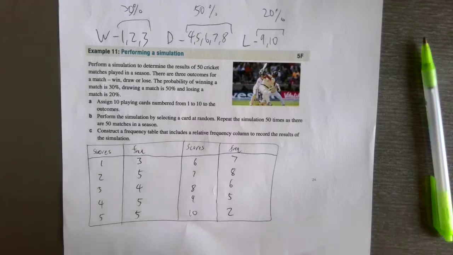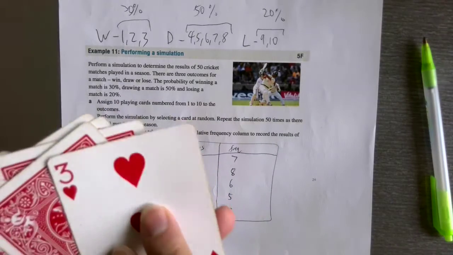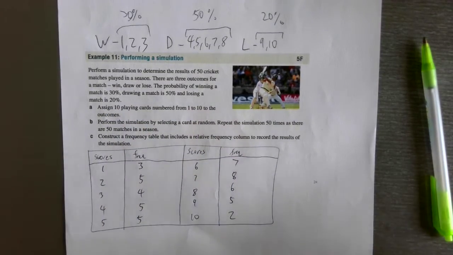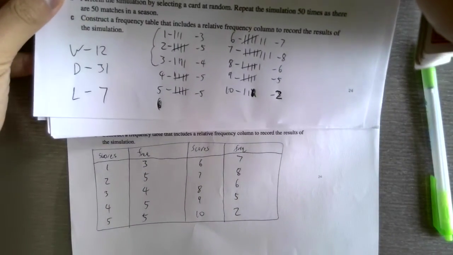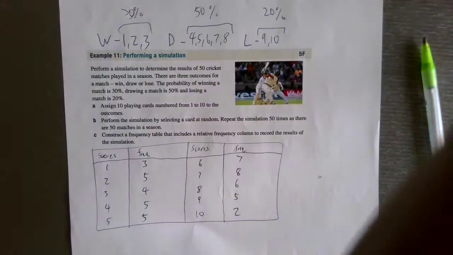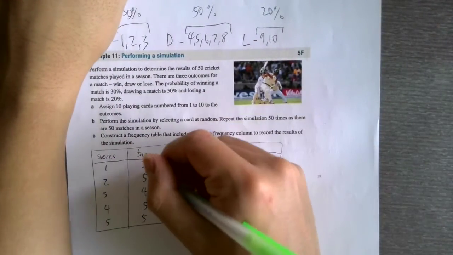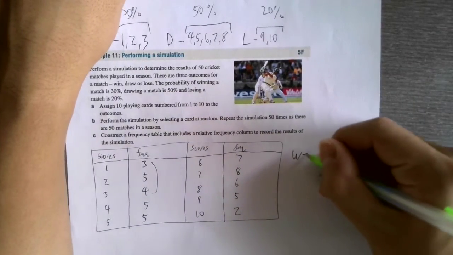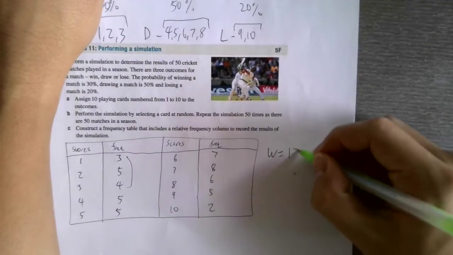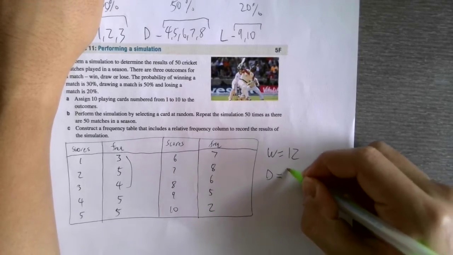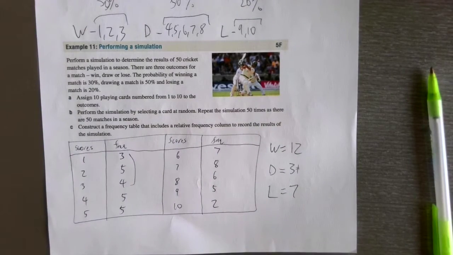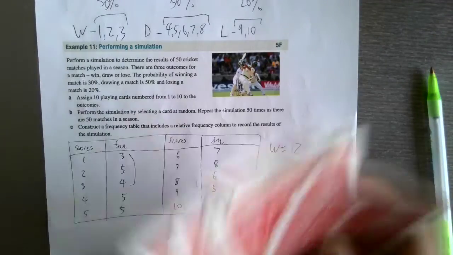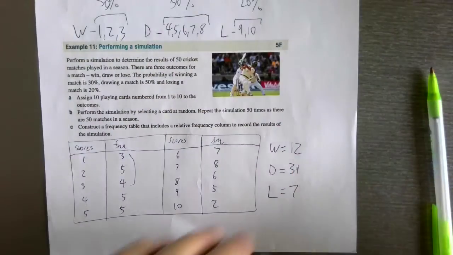Okay, so I had shuffled them, and then every time I flipped the number, I would add it to a tally. You can see that tally on the previous example that I'd done. Then we worked out that in total, the times we had won was 12 times, the times we had drawn was 31 times, and the times we had lost was 7 times. And that's our relative frequency just from our simulation of drawing a card from a deck. Okay?